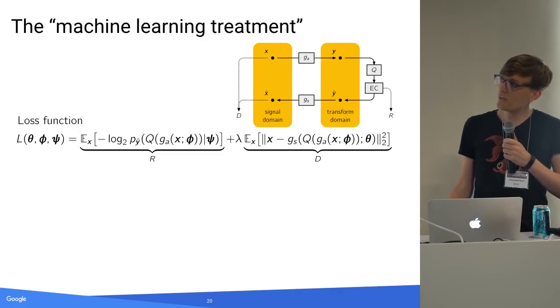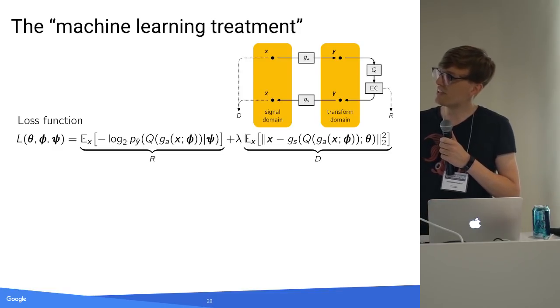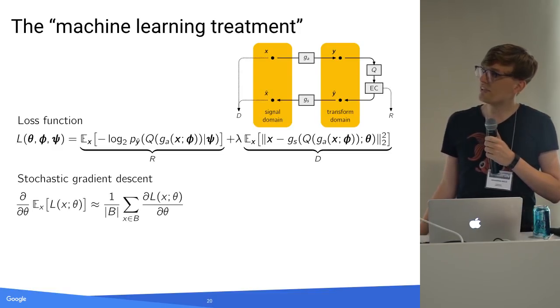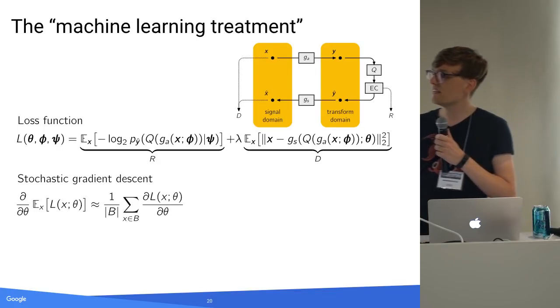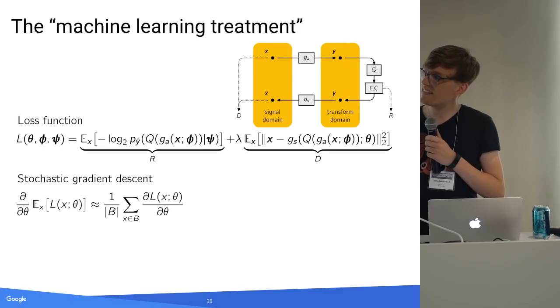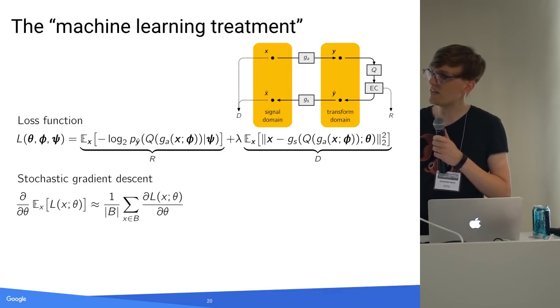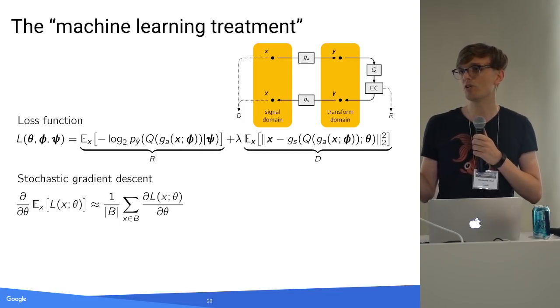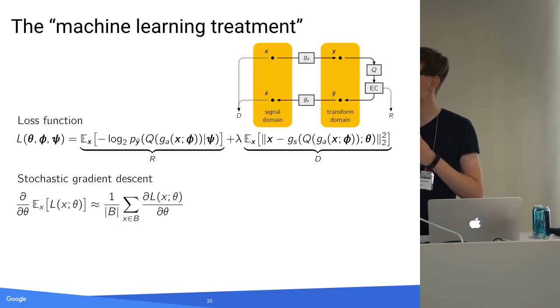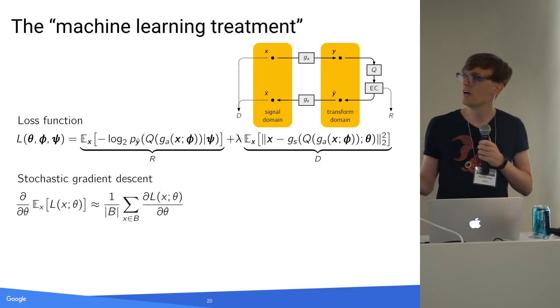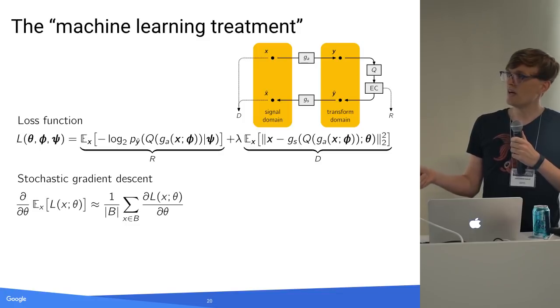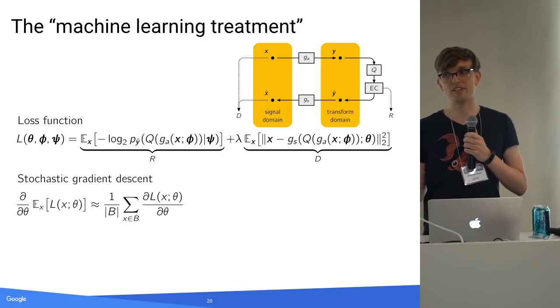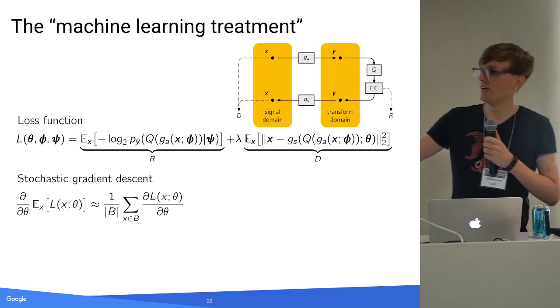One standard way of approaching this, if you have these expectations there, is to use stochastic gradient descent. Stochastic gradient descent basically replaces the expectation with an approximation, which is just a mean over a small number of images. This is called a batch. So we take a batch of images and we average the loss function over these images. That's good because we don't have to evaluate any integrals to compute that expectation.